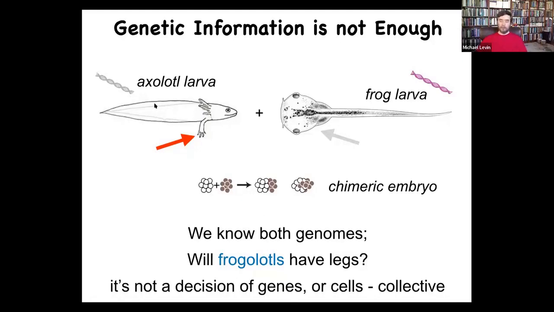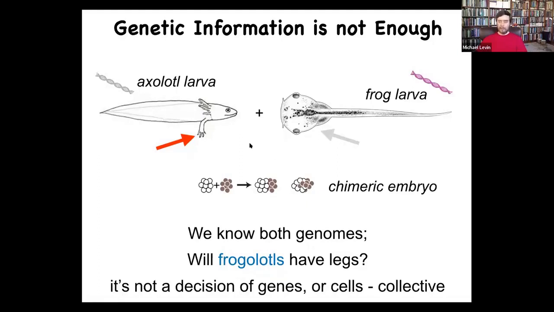Now, I ask a simple question. We have the genome of the axolotl. We have the genome of the frog. We have complete genetic sequence for both of these animals. Can anybody tell me whether the frogolotl is going to have legs or not? And the answer is no. We have absolutely no formalism, no models that will make a prediction on this.